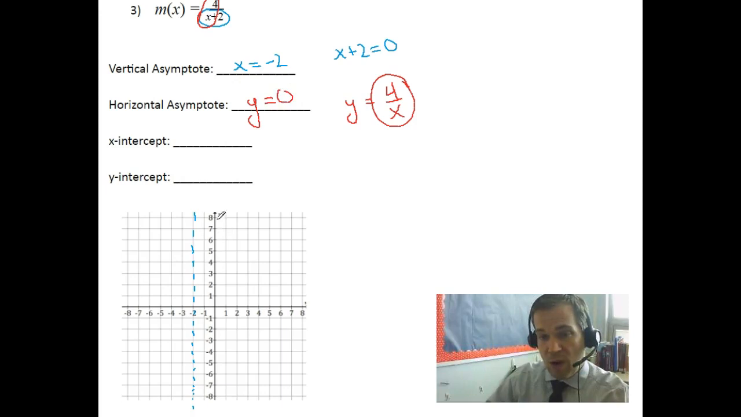So this means I want to go on the y-axis to where y is 0 and put a horizontal line through the y-axis at that point. That'll be my horizontal asymptote.